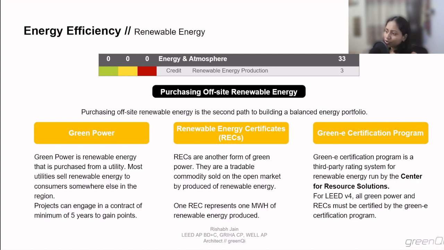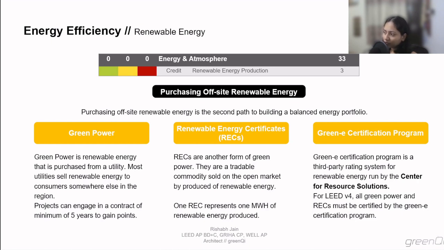They can actually put that in an open market, and somebody else can buy the rights of those through RECs, renewable energy certificates, to offset their energy consumption. So one REC here represents 1 megawatt hour of renewable energy produced. And all of this is actually done through the Green-e certification program.